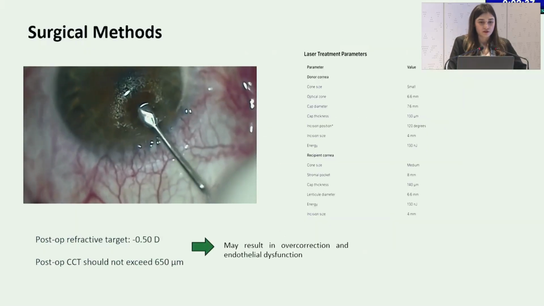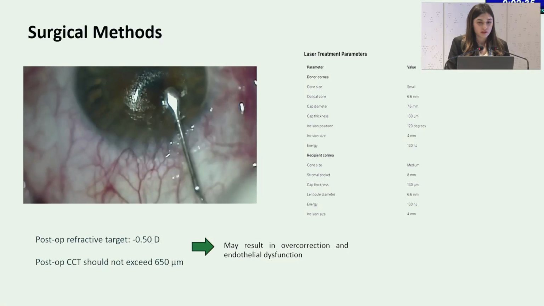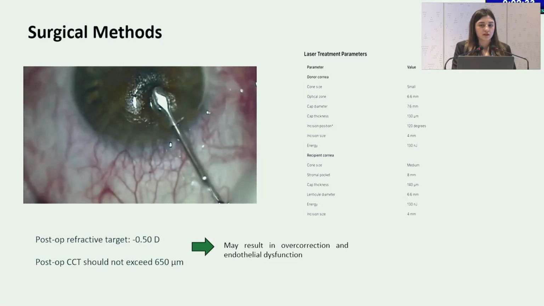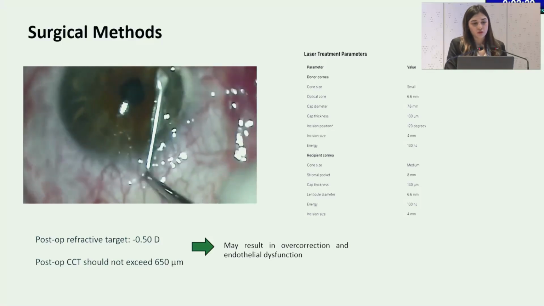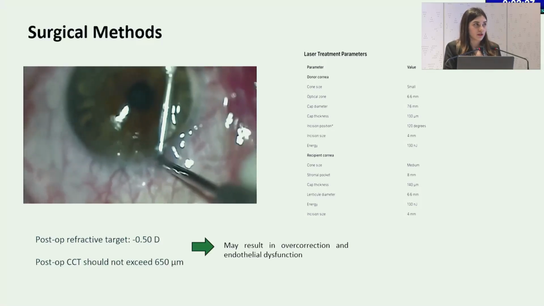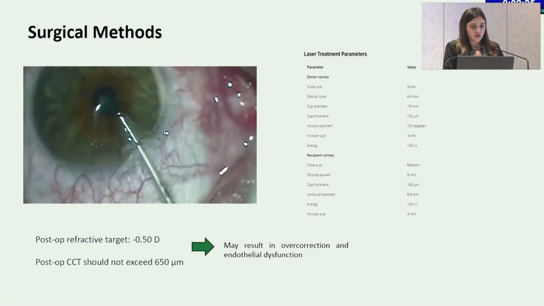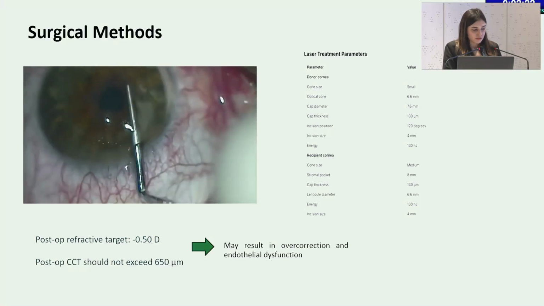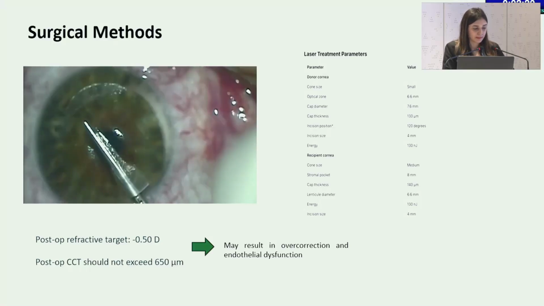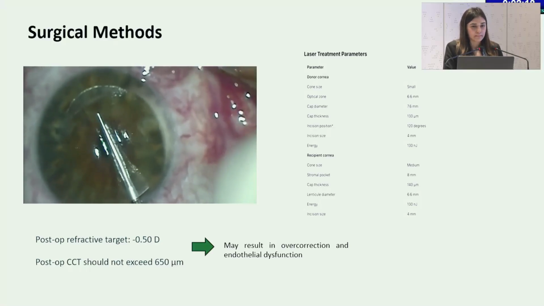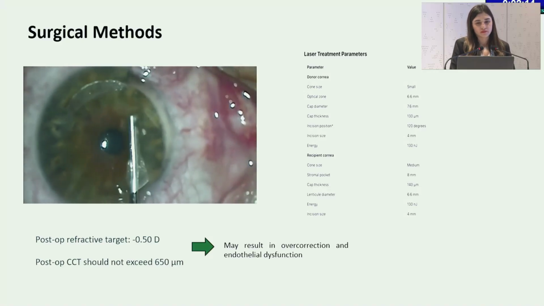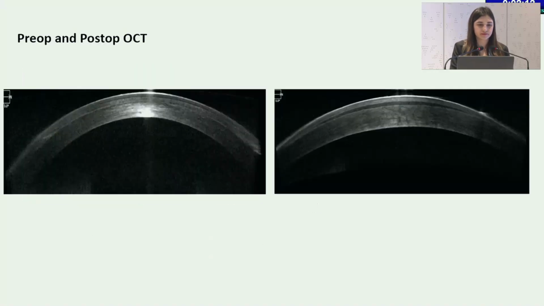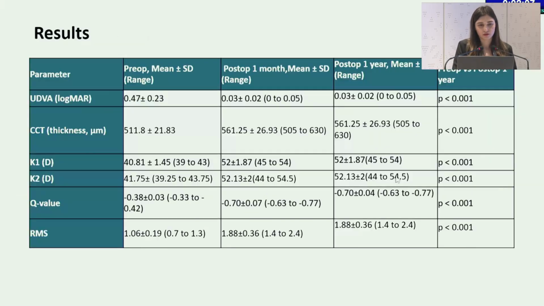In this surgery, we did not touch the flap. We made an incision at the depth of 140 microns instead. Our postoperative refractive target was minus 0.5 dioptres in this surgery. And the lenticule was transplanted centrally. And this is a pre-op and a post-op 1 year CT.